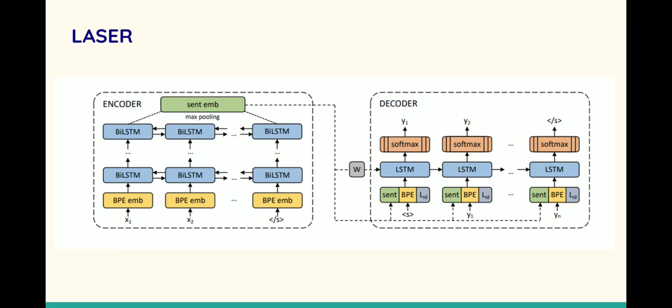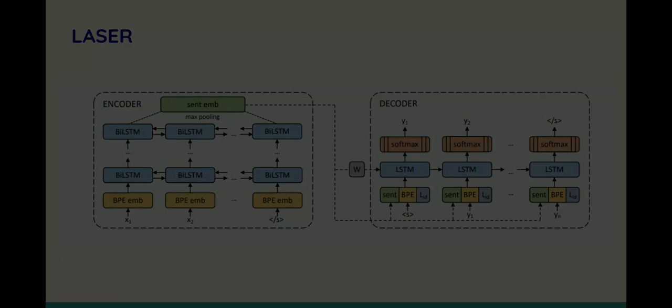This is the architecture of Laser. Without going into much detail, we only use the encoder to generate the sentence embeddings. The encoder is a stacked BiLSTM with 5 layers, each being 512 dimensional. The embeddings are generated by max pooling the last hidden states of the BiLSTM.